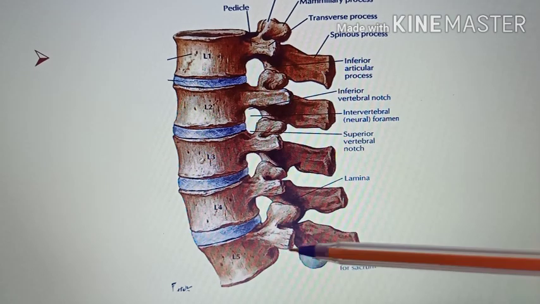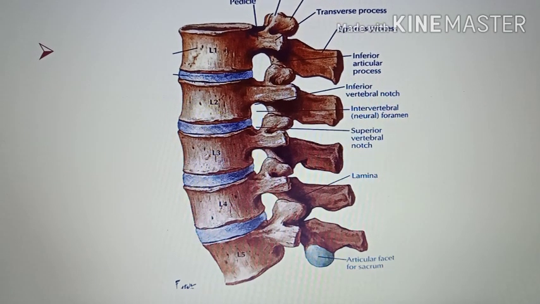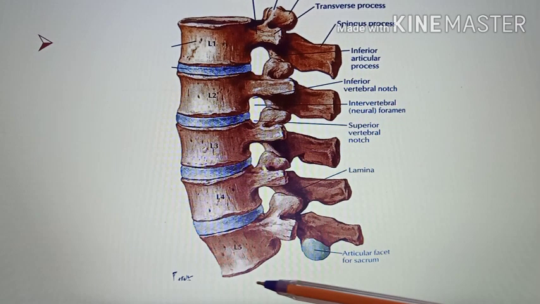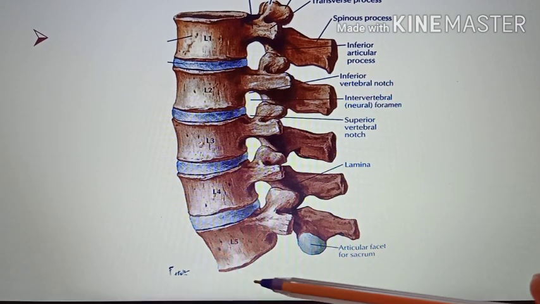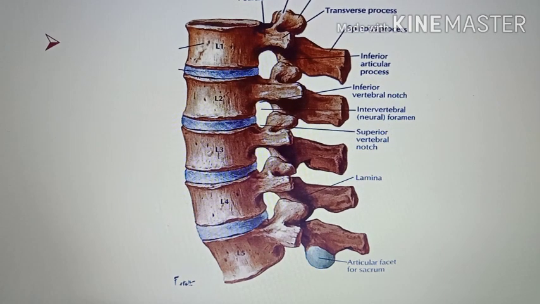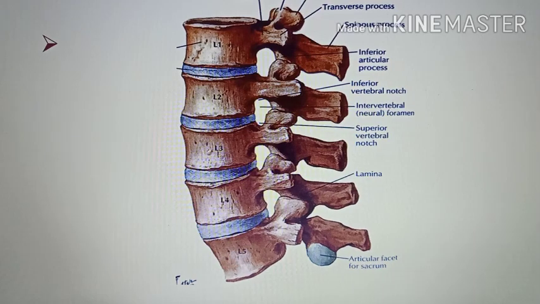surface. This is responsible for the sharp lumbosacral angle. Below you will have the sacrum, and the angle that is formed is called the lumbosacral angle, and the angle is 120 degrees in adults.